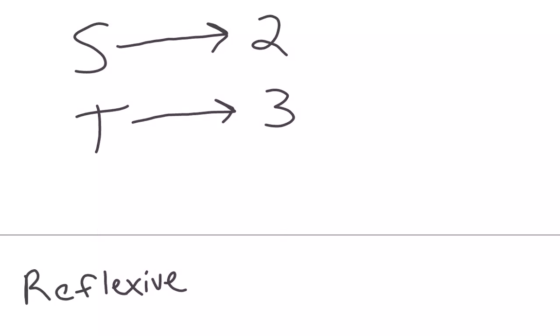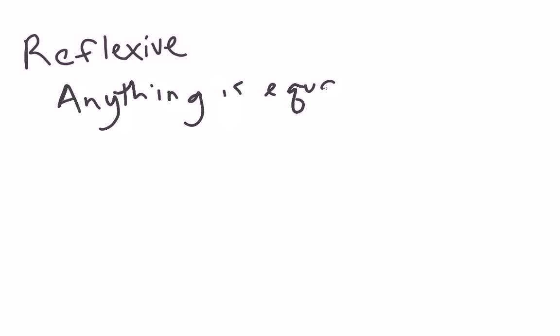RST123. So the first thing we're going to look at is the reflexive property. And what the reflexive property means is that anything is equal or congruent to itself. Anything is equal to itself.